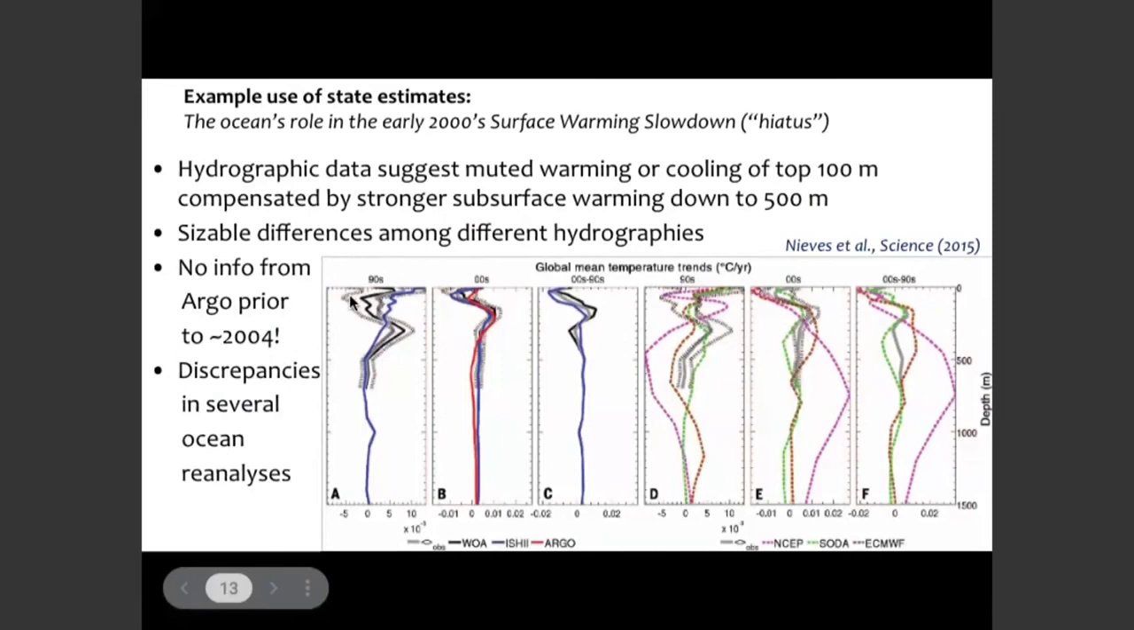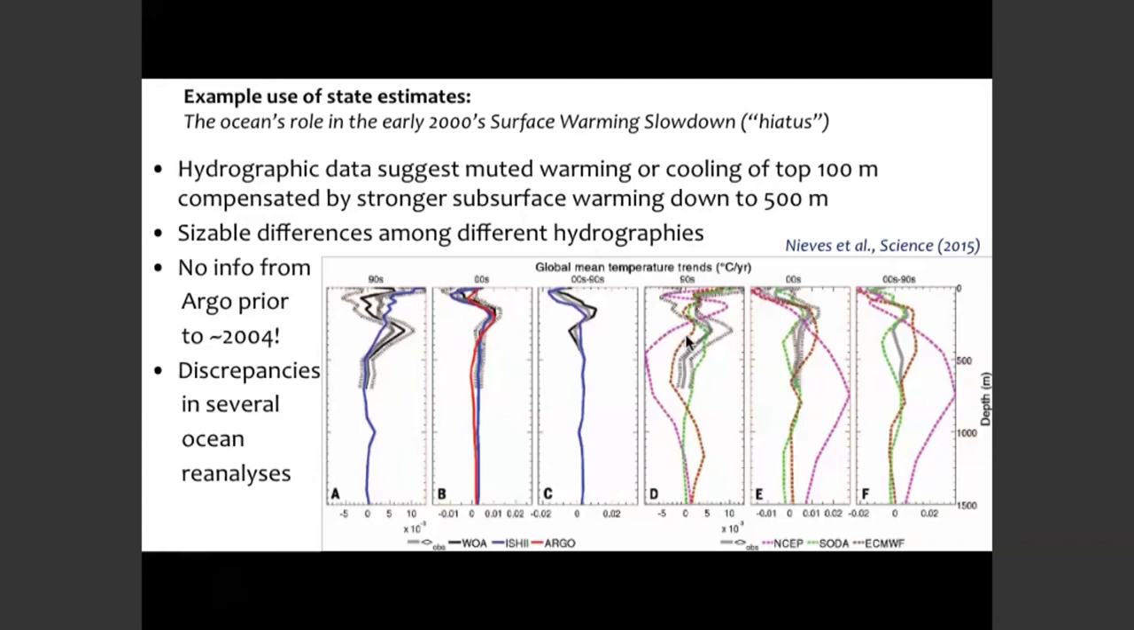The changes in temperature trends between the 1990s, that's the first panel A, and then the 2000s, that's panel B, where we see that the positive trends near the surface have been muted as we go into the 21st century. So smaller trends in the 21st century near the surface, but compensated by strong subsurface heat uptake in the water column at the level of around 300 to 500 meter depth. So the apparent surface slowdown in the warming is actually compensated by subsurface warming in the water column.